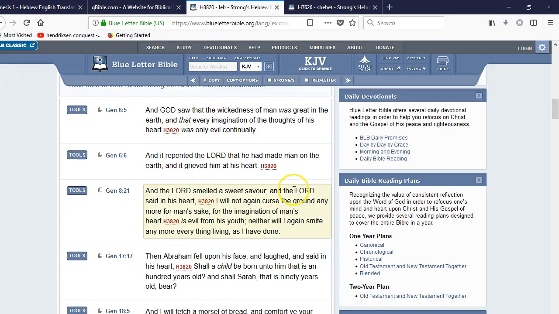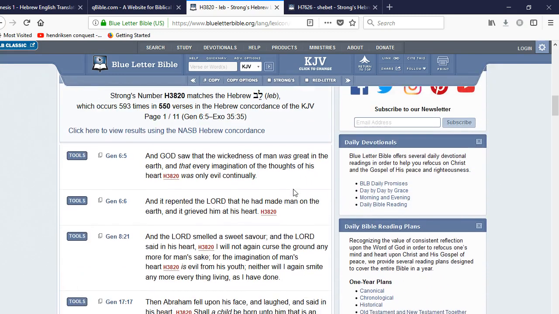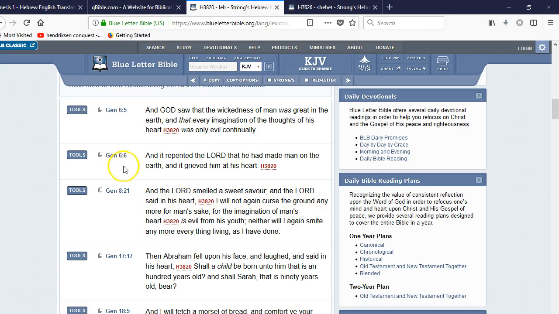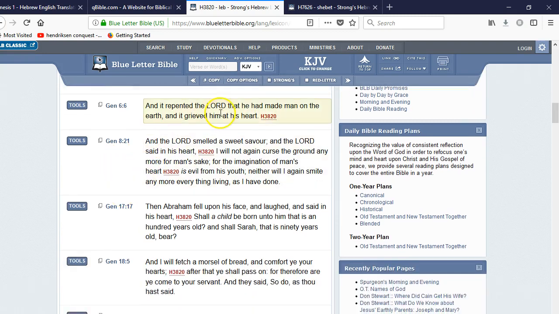Okay. And you'll just end up going through this and you'll find out, even starting at Genesis 6:5, the imagination of the thoughts of his heart was only evil continually. Or Genesis 6:6, Yahweh, that he made the man on the earth, and it grieved him at his heart. Genesis 8:21, that's Yahweh's heart, okay? And Yahweh smelled a sweet savor, and Yahweh said in his heart, I will not again curse the ground.